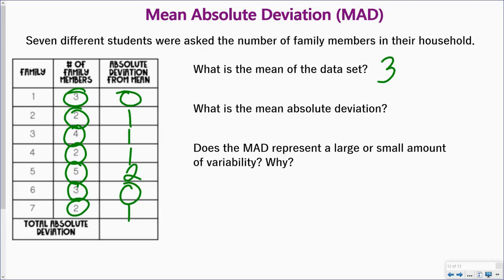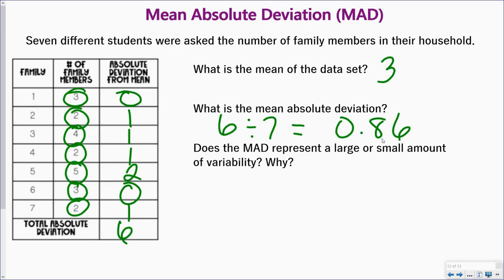So when I add up all of those, I take 1 plus 1 plus 1 plus 2 plus 1, and the 0 is also included there, but it doesn't change that value, I come up with 6. For the mean absolute deviation, I take my 6 and divide it by 7 because I added up 7 total numbers. Those zeros do count in that. And I come up with an answer of 86 hundredths.